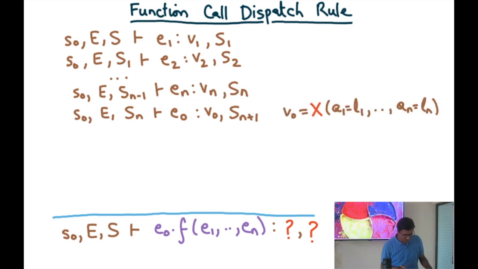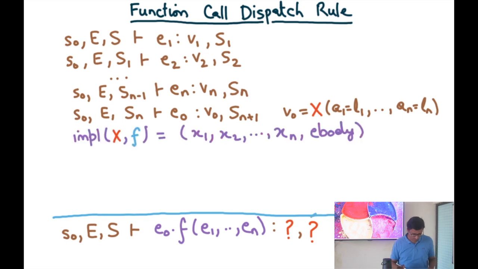Okay, and then we say, let v0 be a class object of class X with attributes a1 equals l1 dot dot an equals ln, and let f be a function in X such that its formal arguments are x1 dot dot xn and it has a body e body.